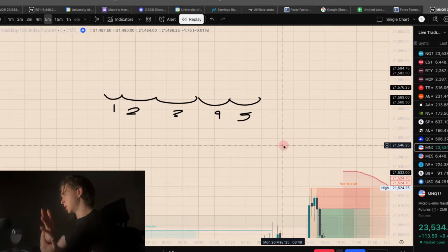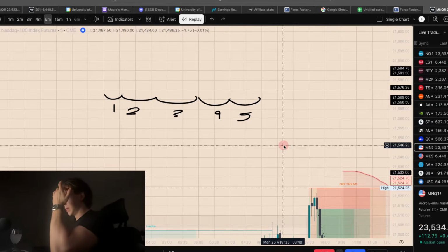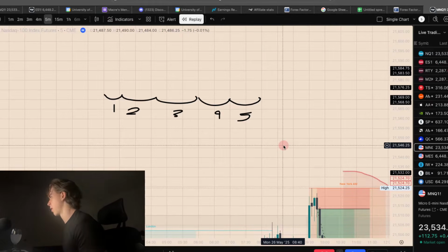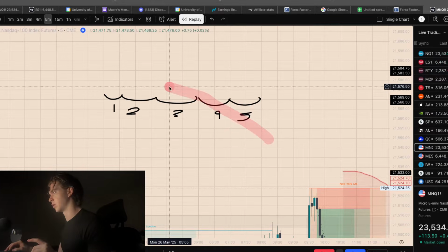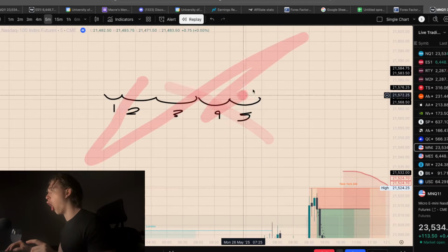The deeper you draw into the deepest FFVG or the deepest FFVGs, the stronger reaction you're probably going to see, because that's the lowest possible inefficiency you can get without sweeping out the liquidity. That's the idea.